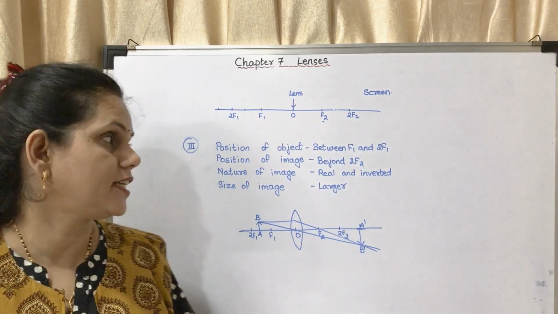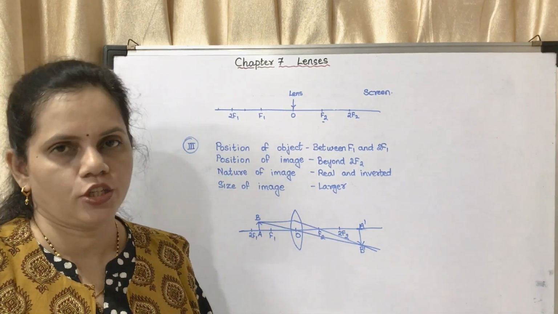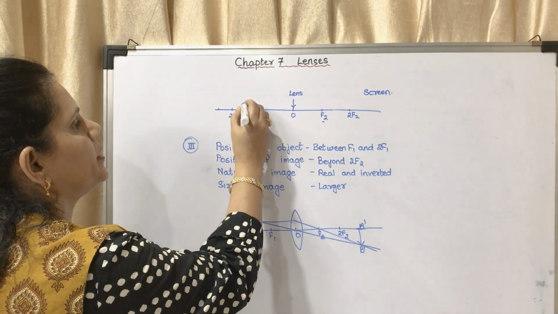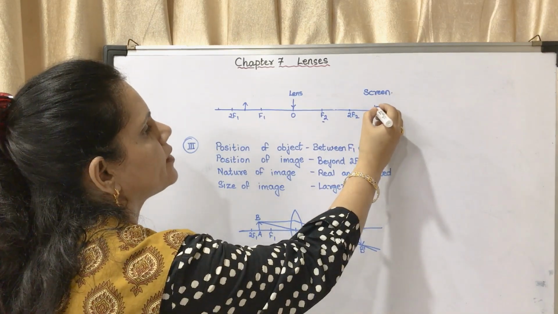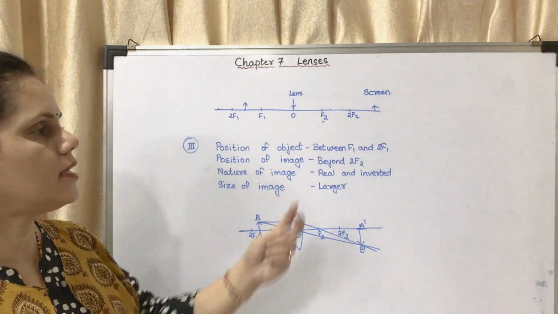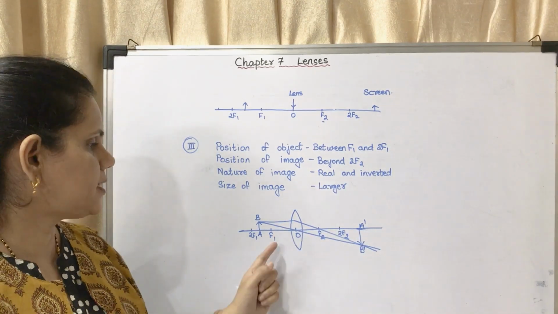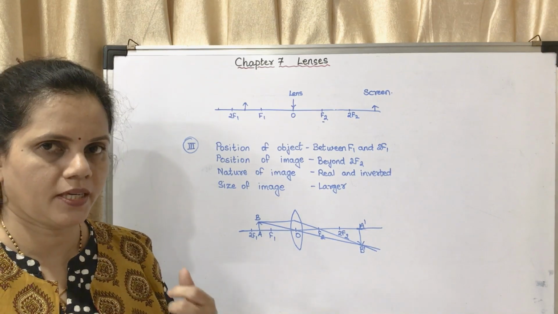Now this is the next condition. When the position of the object is between F1 and 2F1. Okay, so if you are keeping the object somewhere here between F1 and 2F1, then you will be able to get the image somewhere beyond 2F2. Okay, it is beyond 2F2. This is the ray diagram. Okay, how to draw the ray diagram? You might have understood by now.